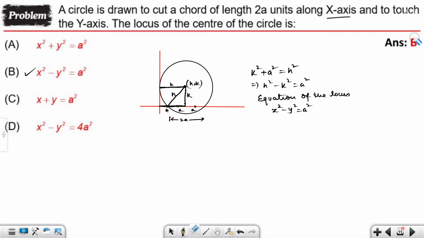Is it clear? Is this clear to all? Simple thing. Whenever the circle is intersecting the x-axis, you always draw a perpendicular from the center on the x-axis, and it will bisect the intercepted portion. Apply the Pythagoras theorem to solve it. As simple as that.